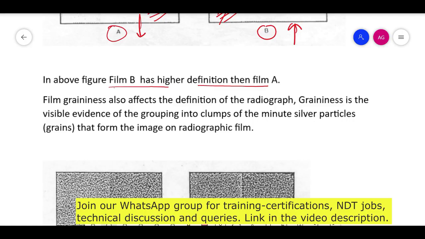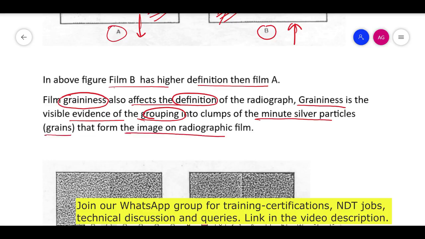Here the definition of the film also depends on the graininess of the film. How is the graininess of the film? You must have heard the name fast film or slow film. What is that? See, graininess also affects the definition of the radiograph. Graininess is the visible evidence of grouping in clumps of the minute silver particle grains that form the image on the radiographic film.